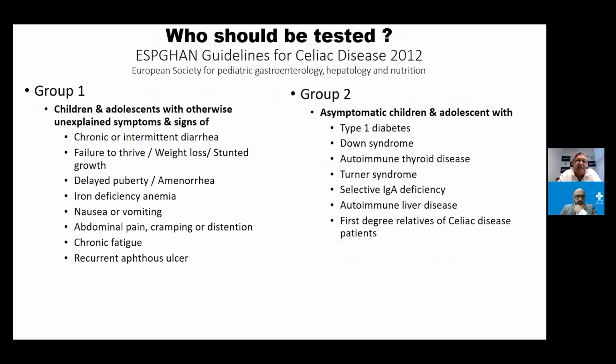On the other hand, the European Society for Pediatric Gastroenterology, Hepatology and Nutrition has indicated that group 1 are children and adolescents with otherwise unexplained symptoms and signs of chronic or intermittent diarrhea, failure to thrive, weight loss, stunted growth, delayed puberty, amenorrhea, iron deficiency anemia, nausea, vomiting, abdominal pain, chronic fatigue, recurrent aphthous ulcers. Group 2 will be asymptomatic children and adolescents with these conditions. They should be tested for celiac disease.